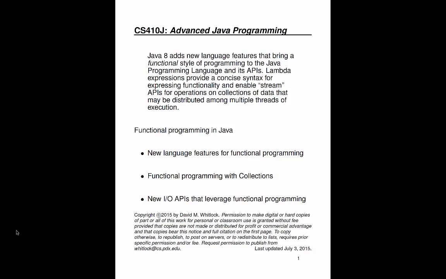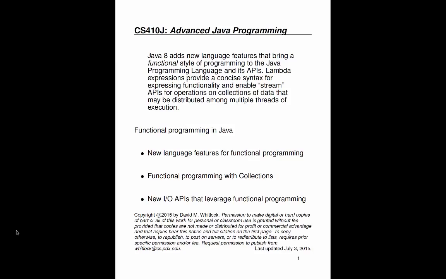So Java 8 adds several new language features that allow you to program in a functional style in the Java programming language. It also adds some new APIs that take advantage of this new functional style of programming. Lambda expressions provide a nice, concise syntax for expressing functionality and enable what are called stream APIs that let you do operations on collections of data that may be distributed among multiple threads of execution, so you can take advantage of all the CPU that's available to you.